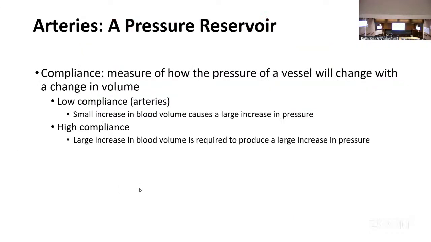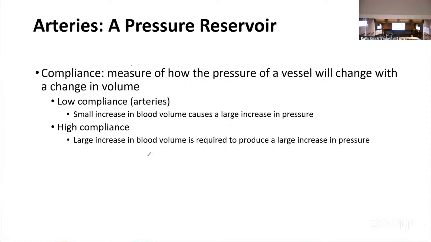Okay. So when we think about compliance, this is our definition of compliance. So compliance is a relationship between pressure and volume. I think you can just memorize that arteries have low compliance, veins have high compliance. That's really the key fact that you're going to need to know for this class. But in order to remember that, it can be helpful to look at a graph of pressure and volume to understand what's going on here.